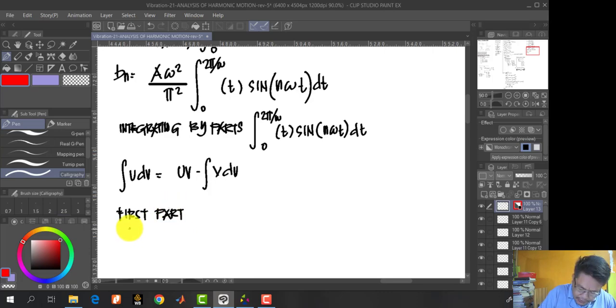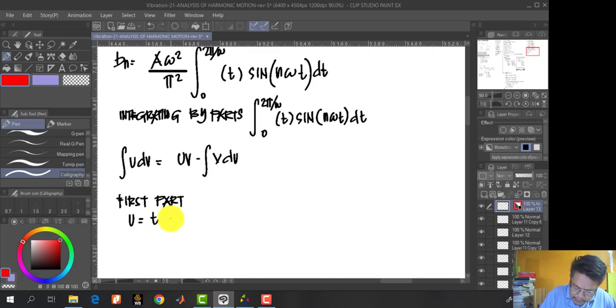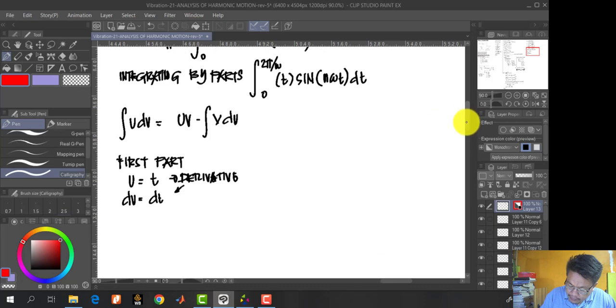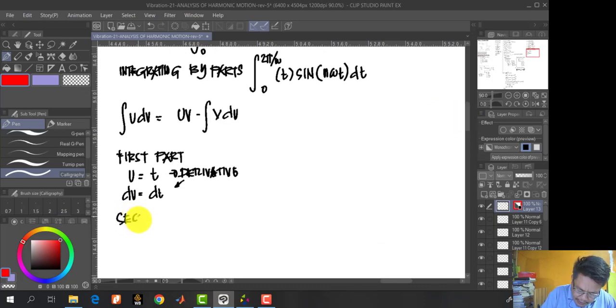So we have your u, this is equal to my value of t. Now we take the derivative of both sides. That is what we will do, that will be du and dt. Okay. Now for my second part, that is what we will do here, that will be the second part. So for my second part, I have my dv.